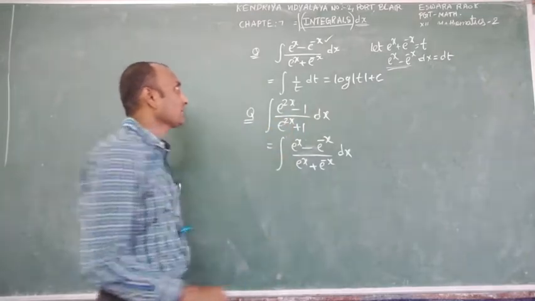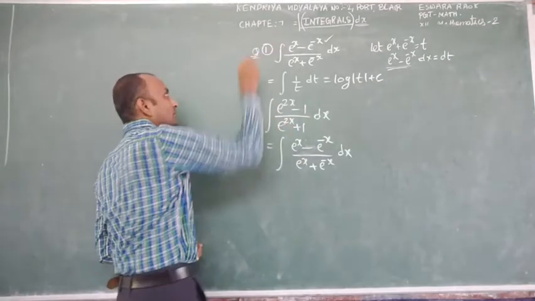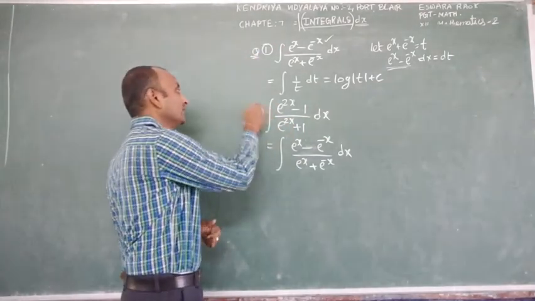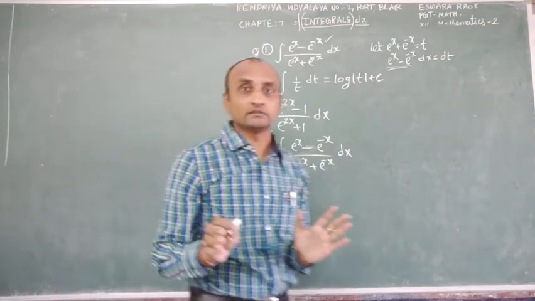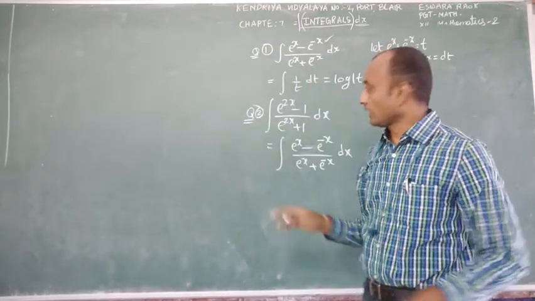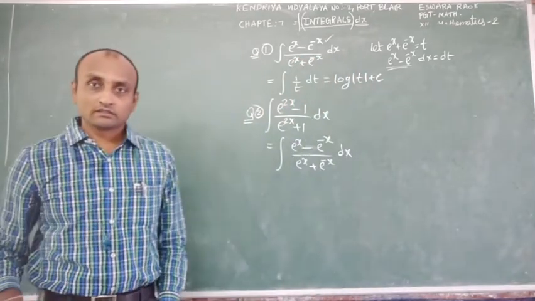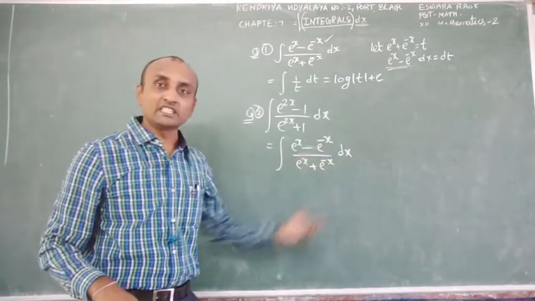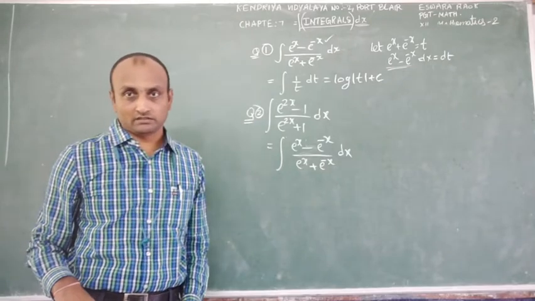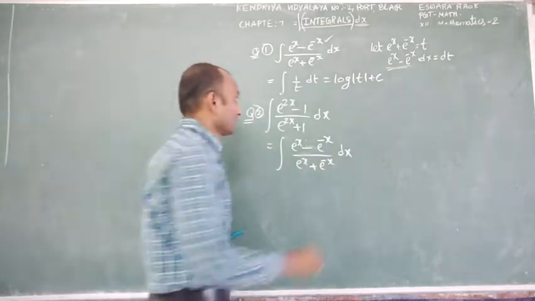Now see question number 1. In these exponential problems, question number 1 and 2 are both the same. Now I can take the new denominator as t, so that I get its derivative here, and then I can immediately use the substitution method. Technically you understand.